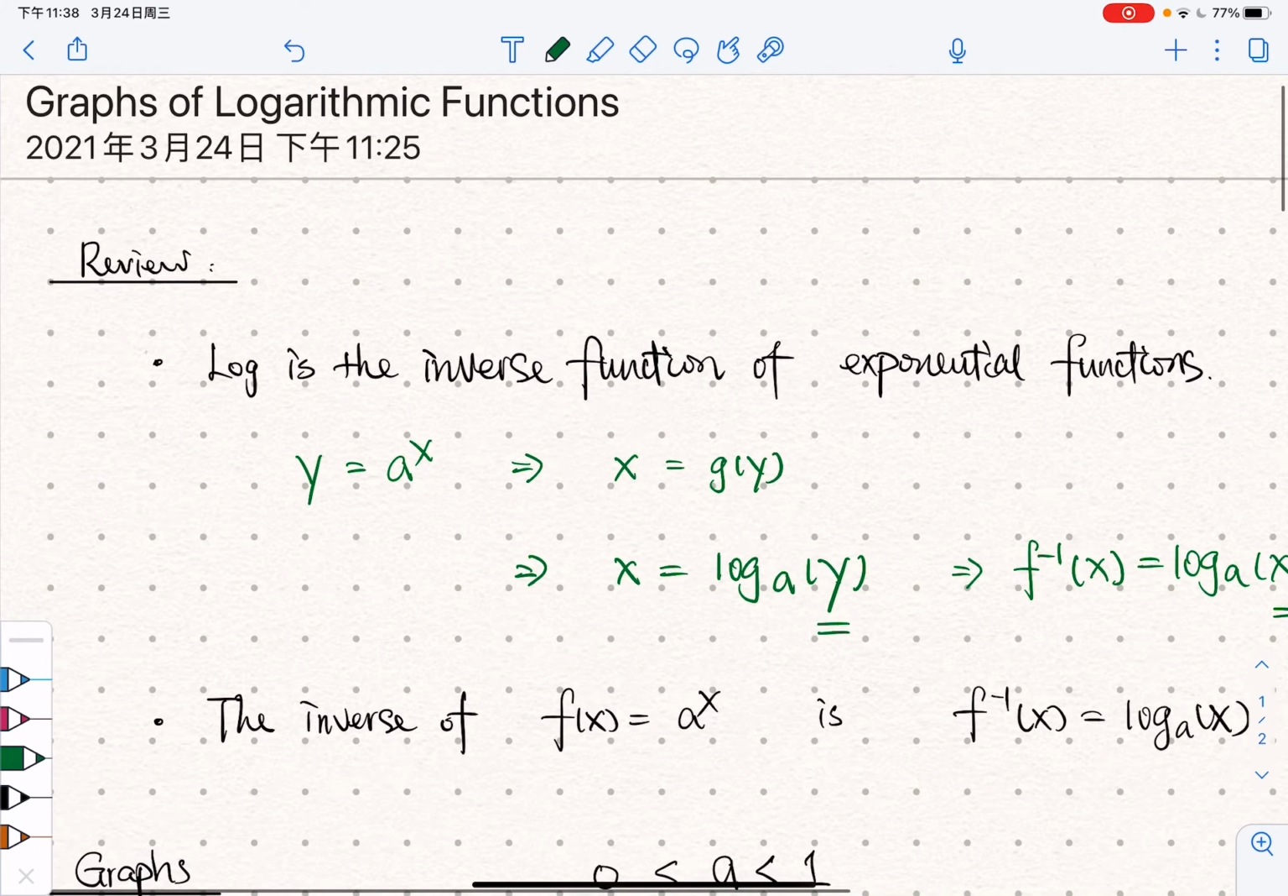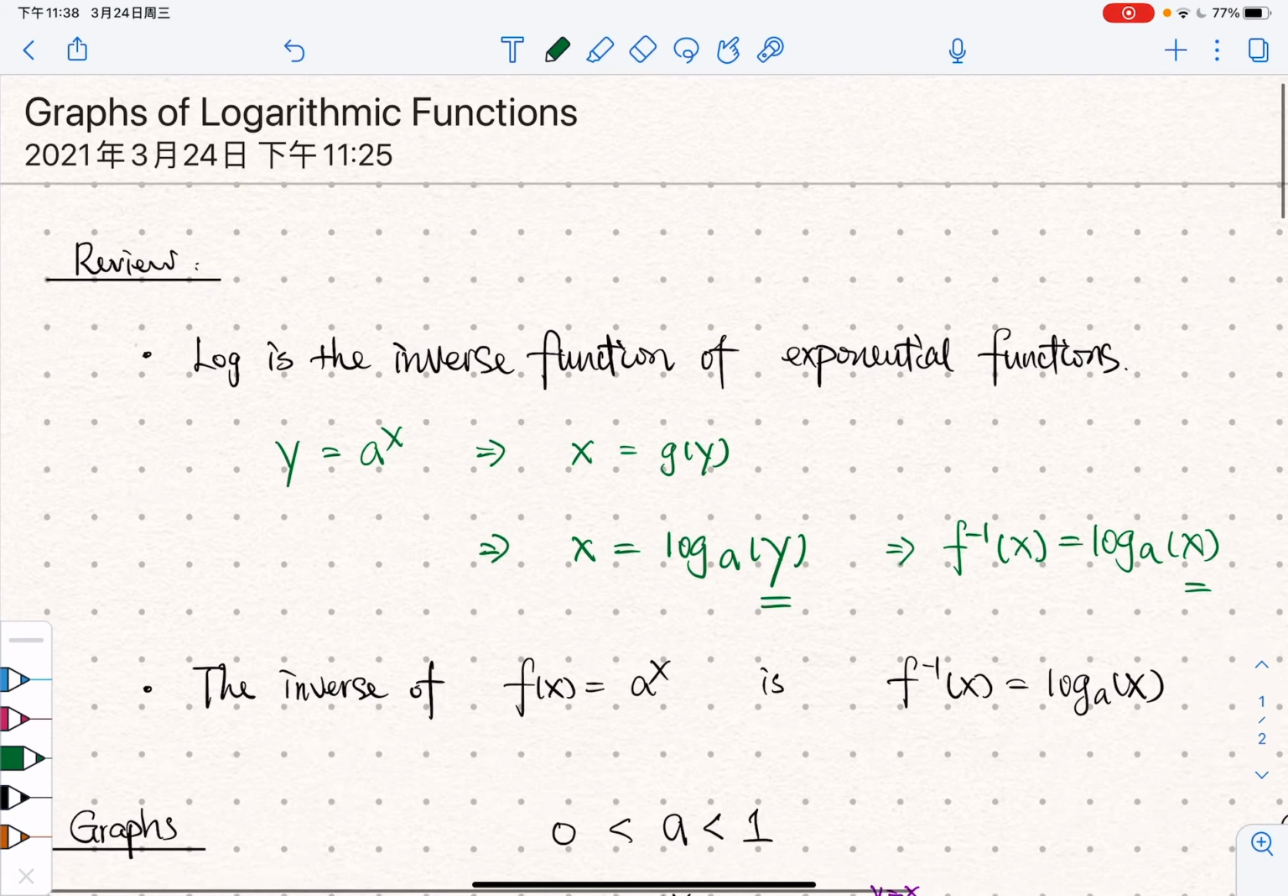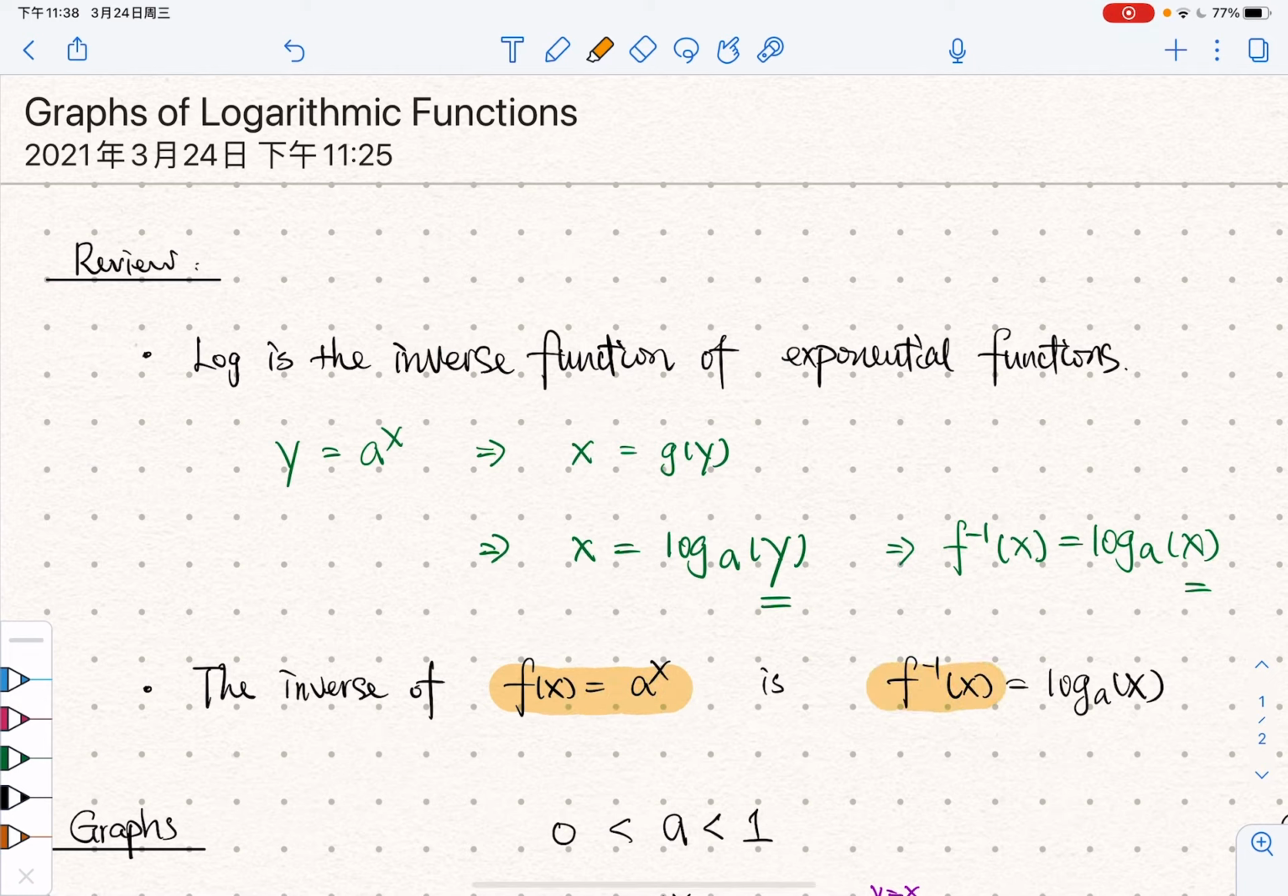Okay, let's have a brief summary of what's above. The inverse function of f of x is equal to a to the x is f to the negative 1 of x. It's not the real negative 1 power. It's to denote that this is the inverse function. The inverse of the power function is the logarithmic function.